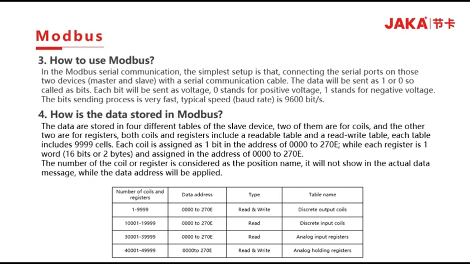9,999 cells. Each coil is assigned as 1 bit in the address of 0000 to 270E, while each register is 1 word, 16 bits or 2 bytes, and assigned in the address of 0000 to 270E. The number of the coil or register is considered as the position name. It will not be shown in the actual data message, while the data address will be applied.